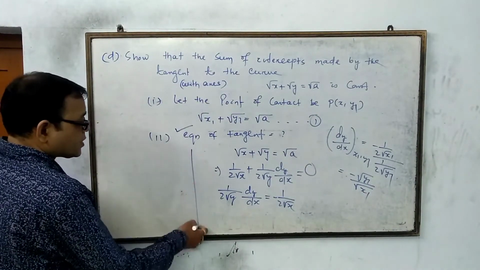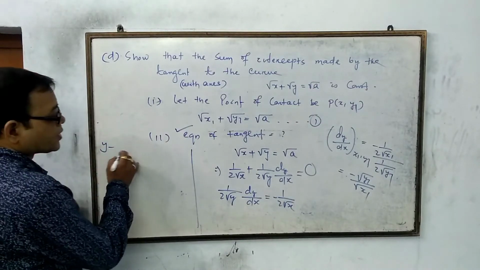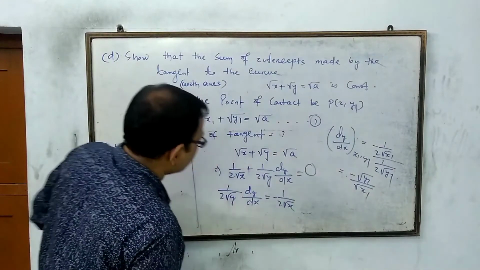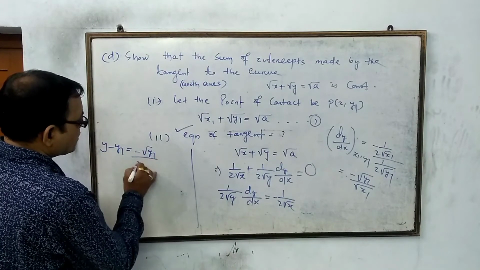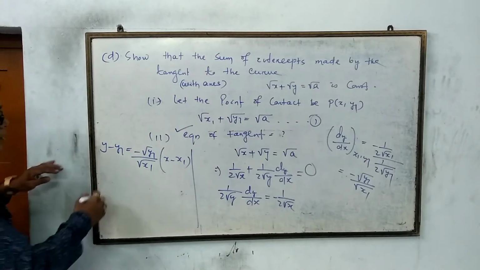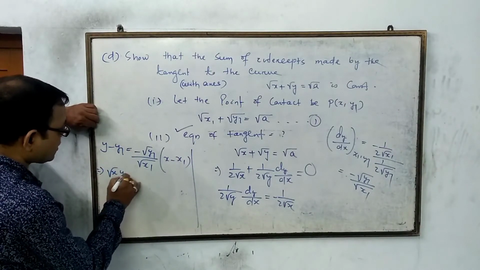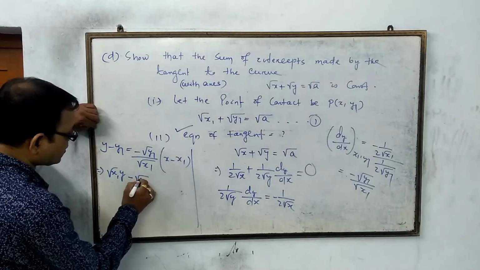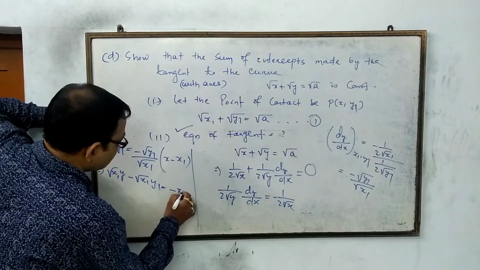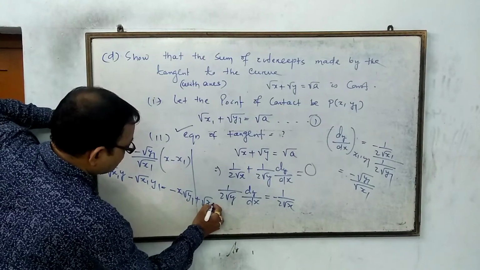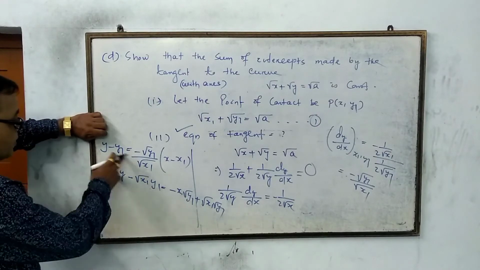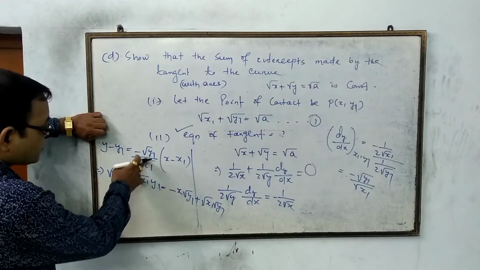So for the equation of tangent, you have to write y minus y1. Y minus y1 is equal to the slope, minus root over y1 by root over x1, into x minus x1. Then root x1 into y minus root over x1 into y1 is equal to minus x root over y1 plus root over x1 root over y1. Cross multiplication, root x1 into y minus y1.